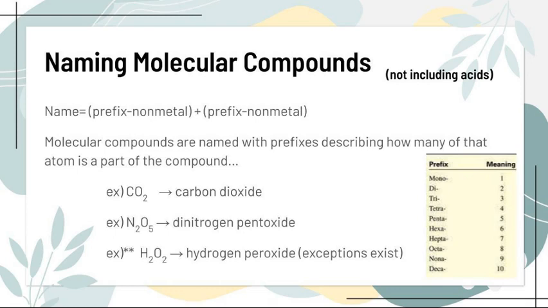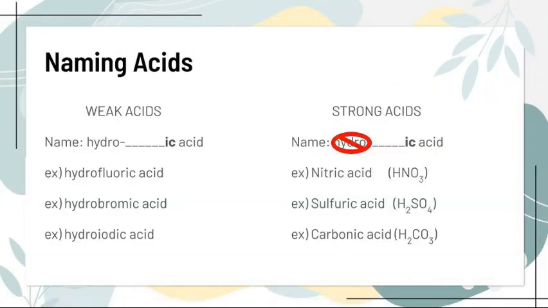And then you can take, for example, dinitrogen pentoxide, which is N2O5, is named by the prefix di, meaning 2, and the prefix pent, meaning 5. However, there are a few exceptions, such as hydrogen peroxide and methane, which is CH4, but it's not named by its prefix. But mostly, the majority are named using prefixes. Now moving on to naming acids.